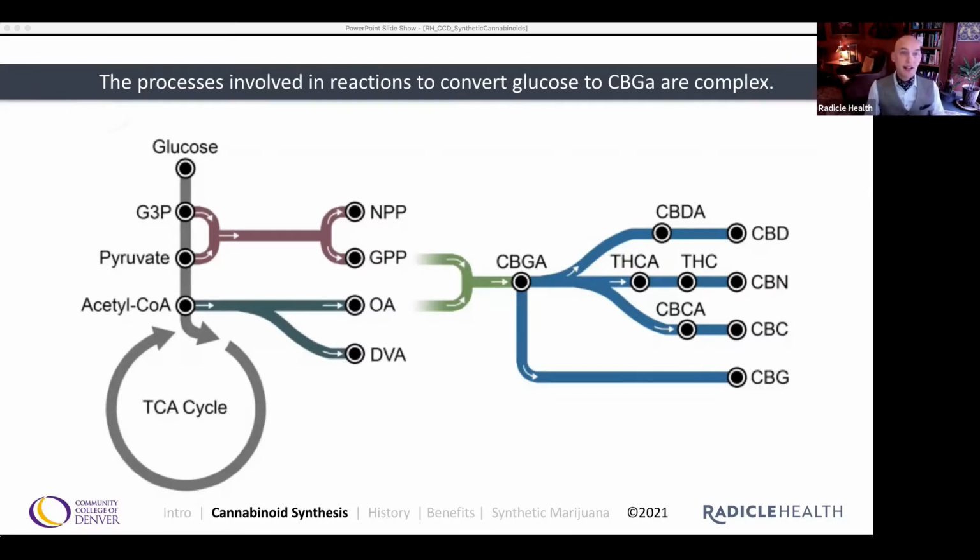So you can see in the slide here these enzymatic processes that convert glucose into CBGA. On the left side, you've got glucose at the top that's converted into glyceraldehyde 3-phosphate, that's converted into pyruvate, which is converted into acetyl coenzyme A, and then the Krebs cycle gets involved in there. And frankly, unless you're a biochemist or a molecular biologist, you might not really understand what's happening on the left side of this slide. And that's kind of the point. The process involved in reactions to convert glucose to CBGA is complex.